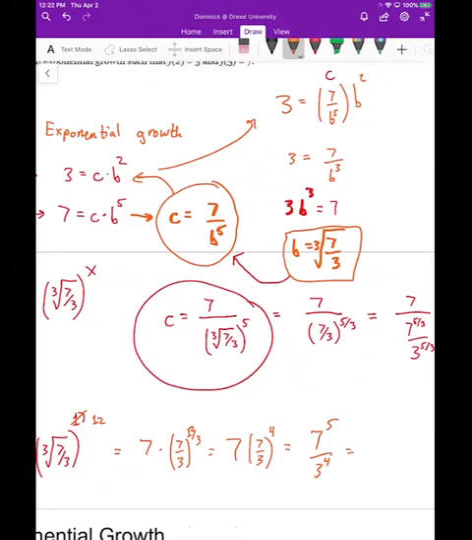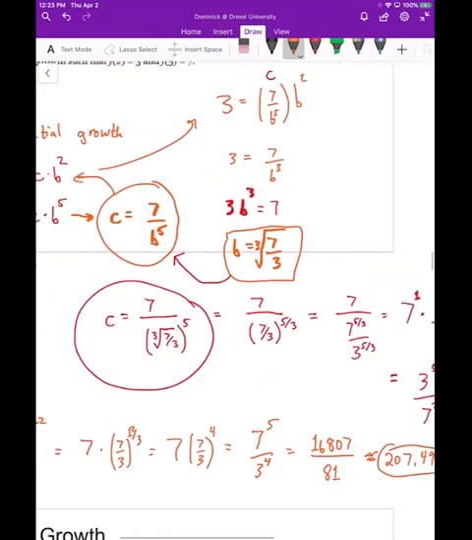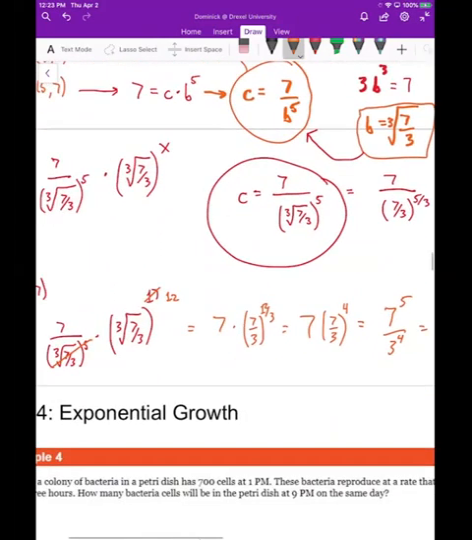So we get 7 to the 5th, which is 16,807, and 3 to the 4th, which is 81. And let's see, if we divide this, do we get something nice? Divided by 81. We don't get something nice, but we get 207.494, roughly. But anyway, that's how we can use 2 points to come up with an exponential growth model.